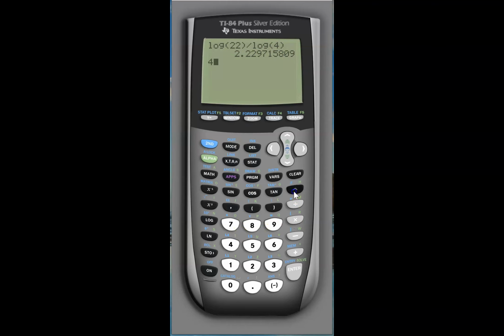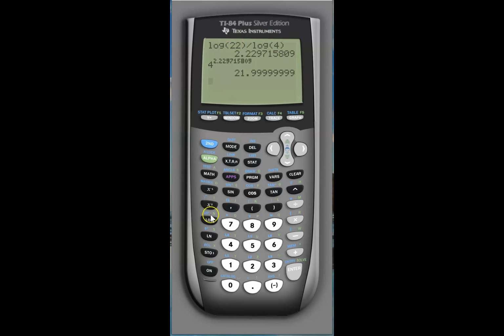So you can even see here, if I were to raise 4 to the power of 2.2297, I'm going to type in all these decimals because otherwise it's like an approximation. If I type that in, I should get a number that's close to 22, right? This is pretty much 22 if you round it up. So that's what this is giving me. This is giving me the power that I'd have to raise 4 to equal 22.